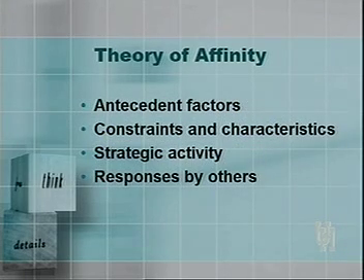Some antecedent effects, or some effects leading to affinity, antecedent effects. What has gone on in the past? What has gone on in the past in a set of events? Constraints and characteristics. Affinity sometimes has to overcome certain kinds of constraints. One of those constraints can be distance. One of those can be the characteristics of the relationship.